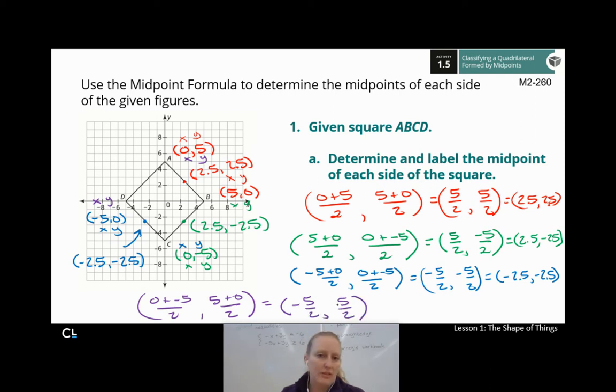And if you don't like the 5 halves action, you can totally do it as a decimal. Negative 5 divided by 2 is negative 2.5. And 5 divided by 2 is 2.5. Like all my colors? It's so pretty. So that means this midpoint is going to be left 2.5 and up 2.5. There's my last midpoint. There it is, right there.